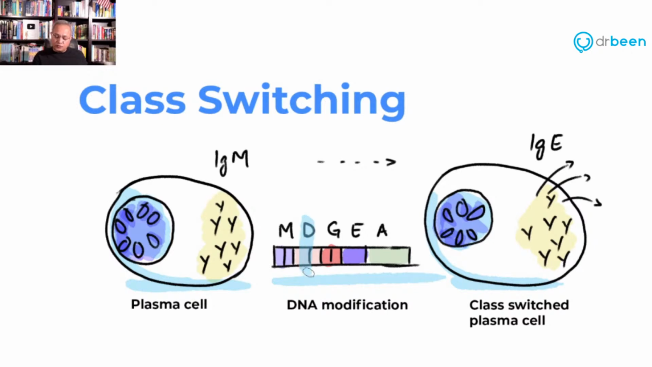Not all B cells would do class switching in this way. Some will continue to produce D and not class switch. Some would continue to produce G and not class switch. Some would continue to produce E and not class switch. Some will continue to produce A and they don't need to do further class switching.